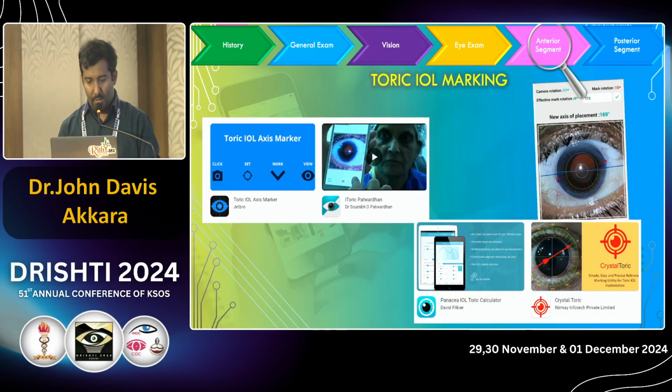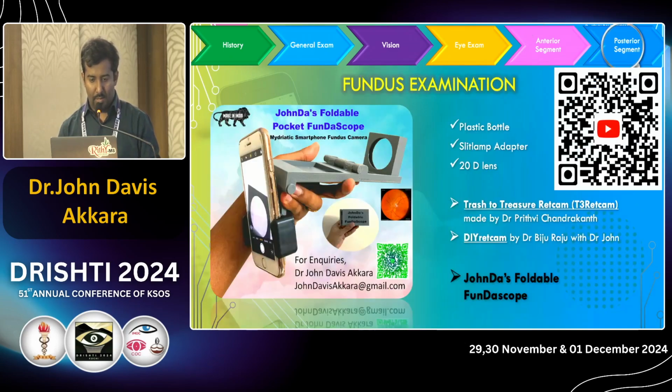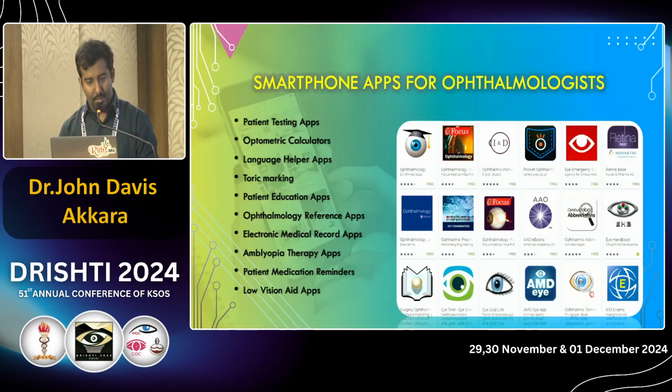And toric IOL marking, there are a few apps. Toric IOL axis marker, iToric and Crystal Toric are very useful apps. Fundus photo, there are a lot of devices. One is the Jaundice Funduscope, which is a foldable fundus camera. I'm not going to details of these. And this is a list of several apps which can be used.